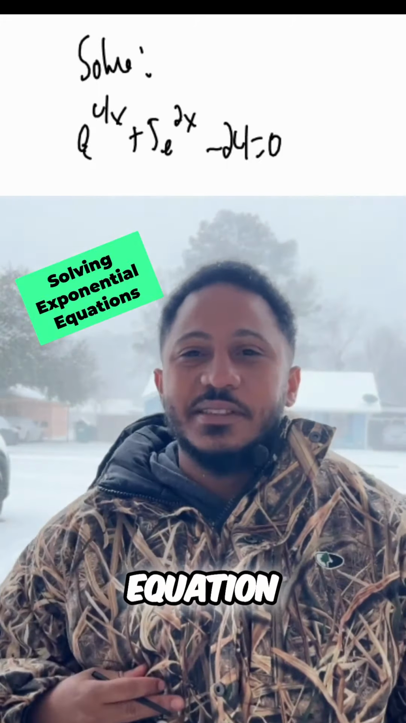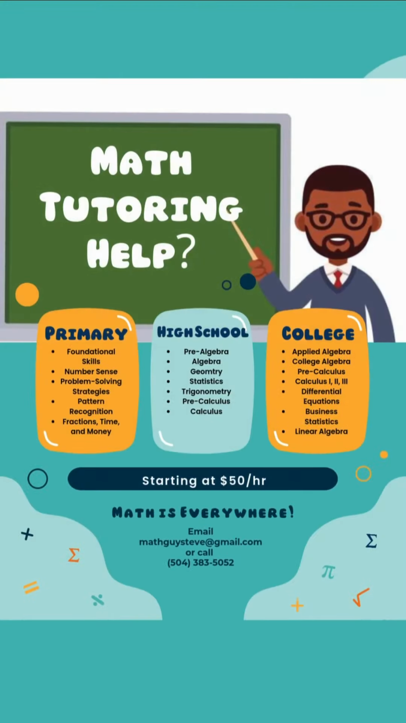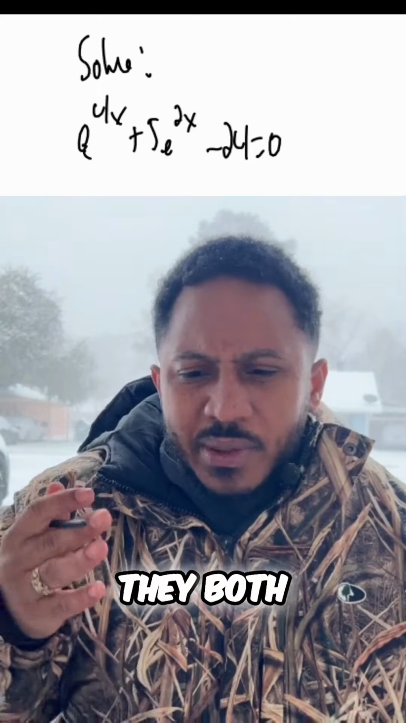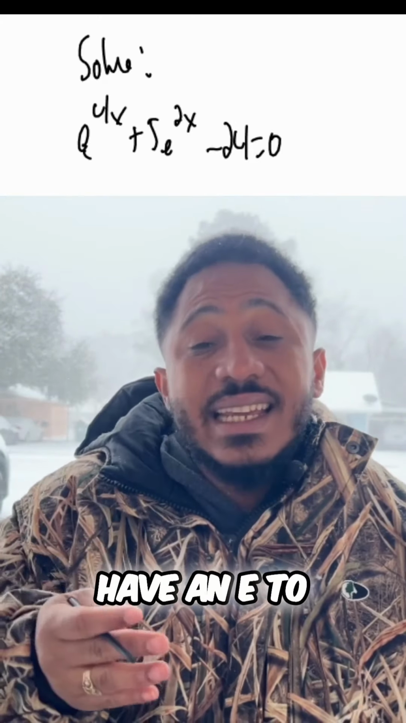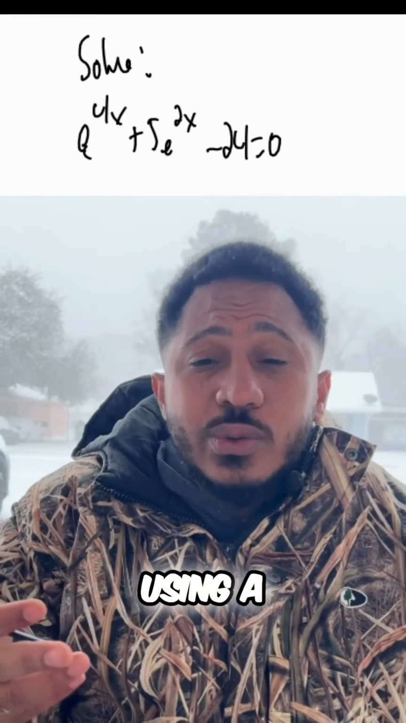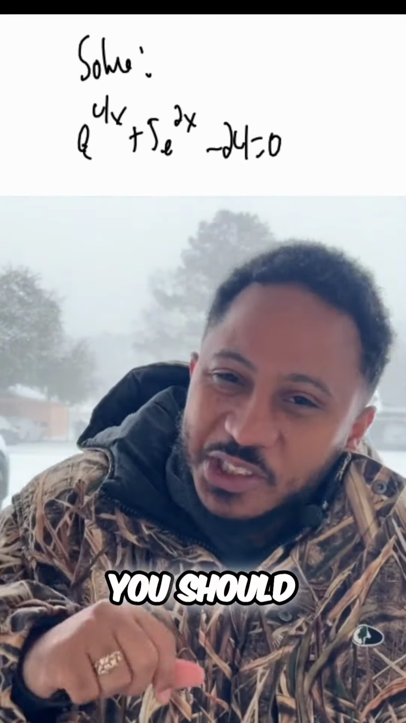Let's try solving this equation. So when solving equations like this, notice two of the terms have an e to some power. And so to solve this equation, let's try using a u substitution. That's what you should do.